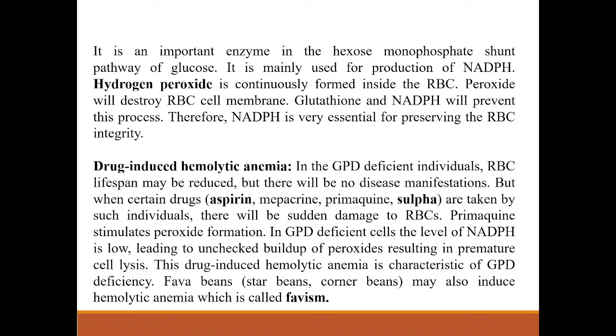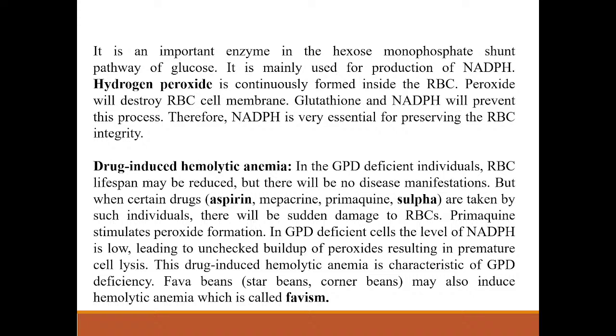In the HMP shunt, as you already know, glutathione is there. So, in drug induced hemolytic anemia there is G6PD deficiency, with fava beans also involved. In G6PD deficient individuals, the RBC lifespan will be reduced, but there will be no disease manifestation. There are particular places where you get this G6PD deficiency, or the gene forming the enzyme is affected. But when certain drugs like aspirin, mepacrine, primaquine and sulfa are taken by such individuals, there will be sudden damage to the RBCs.